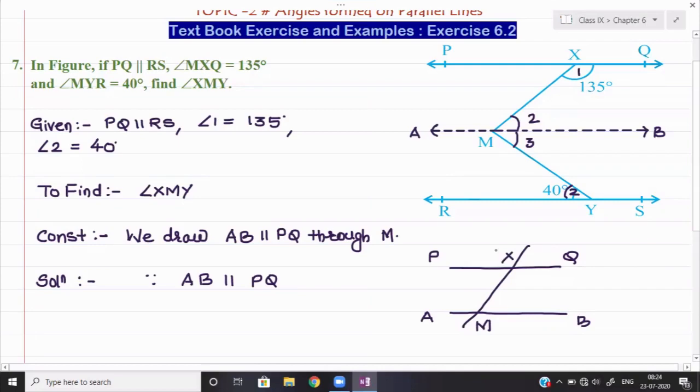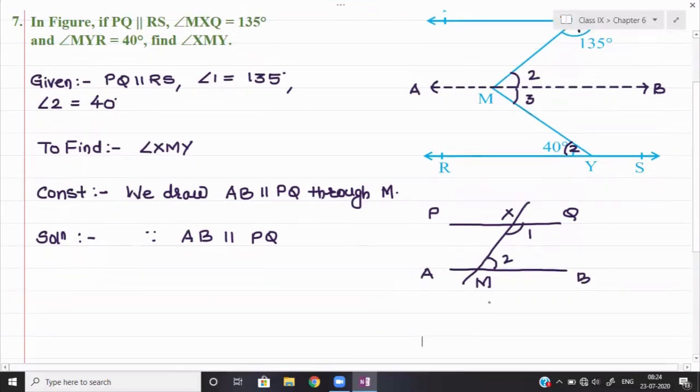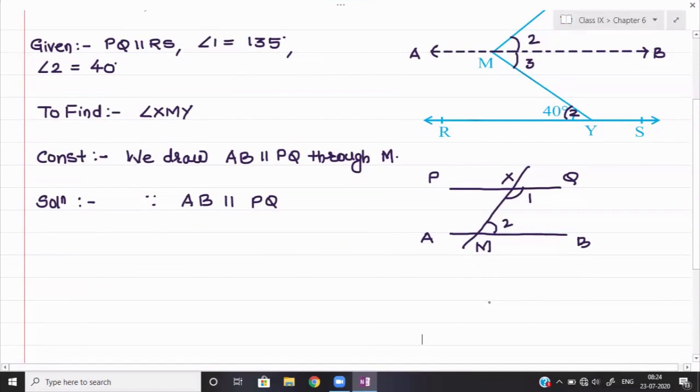So observe carefully, this is your angle number 1, and this is your angle number 2. Now if I ask you, angle 1 and angle 2 are which kind of angles? Definitely you will say they are interior angles. They are on the interior of the parallel lines, and they are on the same side. If they are on different sides, they will be alternate, and if they are on the same side, they will definitely be interior angles.